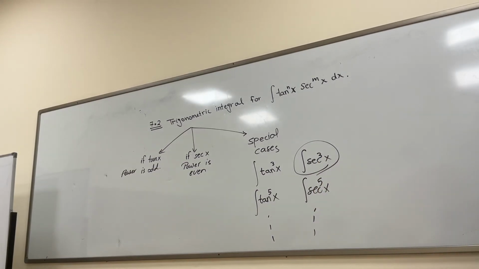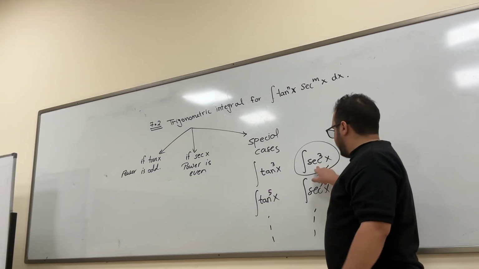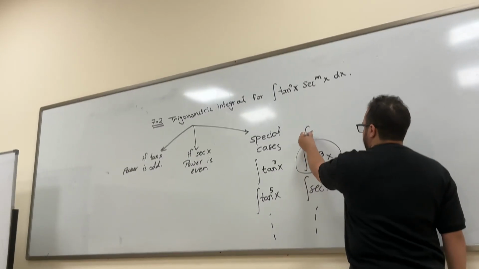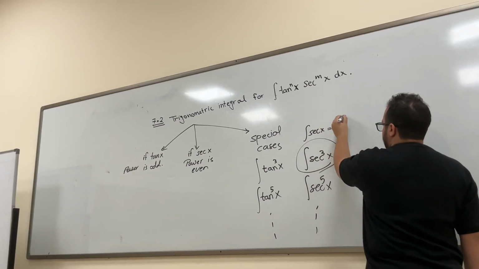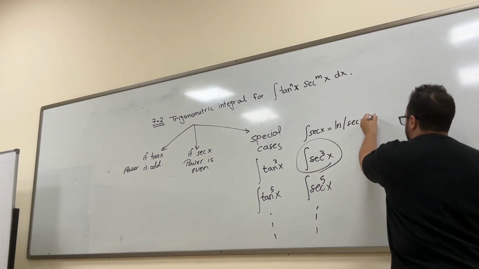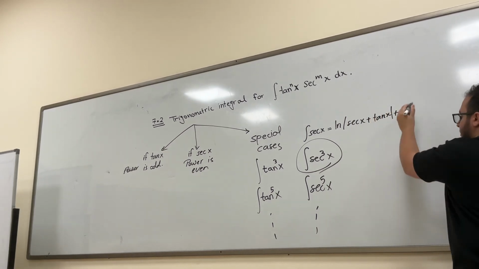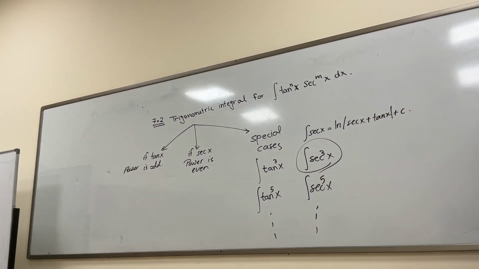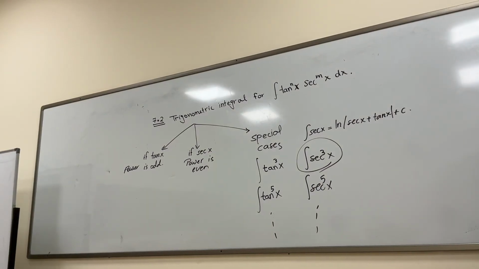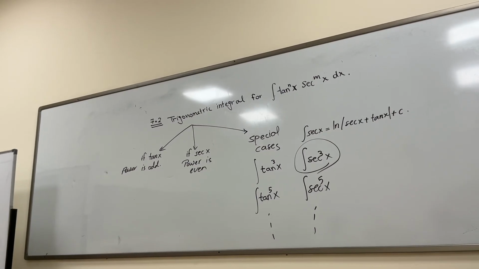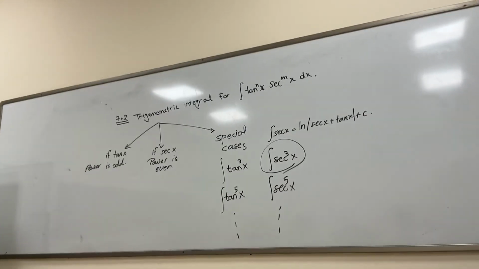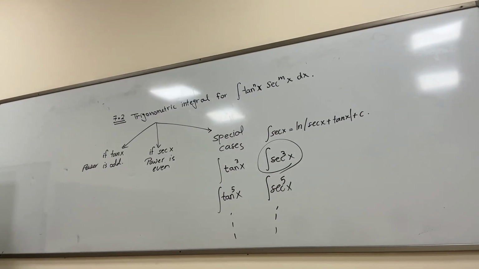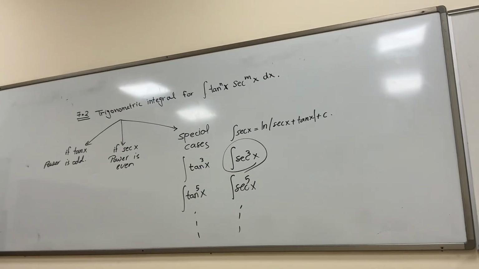So I did secant cube. We did also secant power 1, but I told you it's a formula, you just memorize it. That's integral of secant x is ln secant x plus tan x. I don't know if you saw, but I posted yesterday the integration and derivatives rules, everything you need to know. Okay. Fine. So now let's do tan cube, for example.